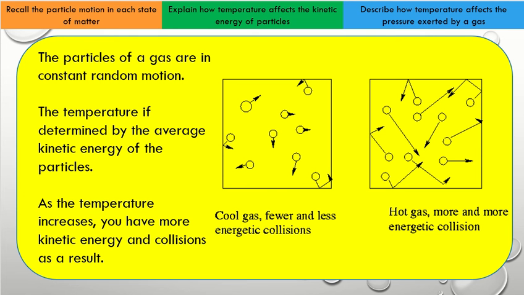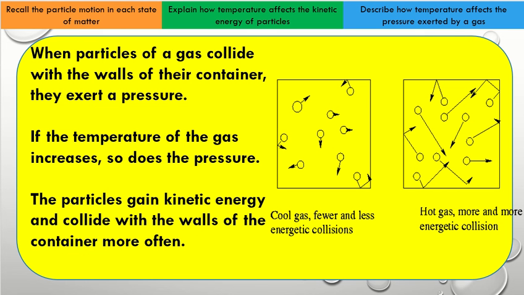And if we're thinking about those collisions, this links us really nicely to the pressure of a gas. When those particles of gas collide with the side of a container, they exert pressure. So the higher the temperature, the more the pressure of that gas is going to increase. The reason for that is because the particles gain kinetic energy and collide with the walls of the container more often.